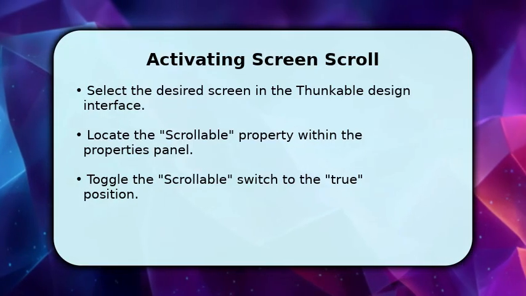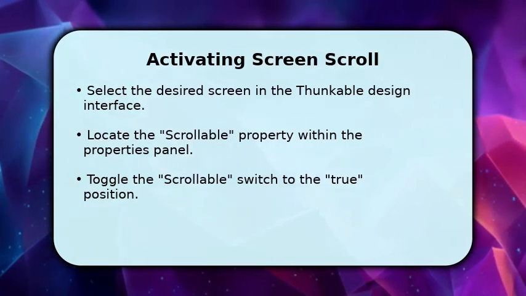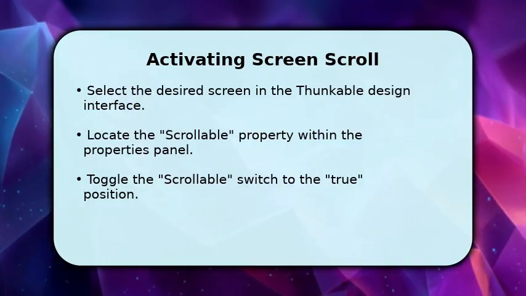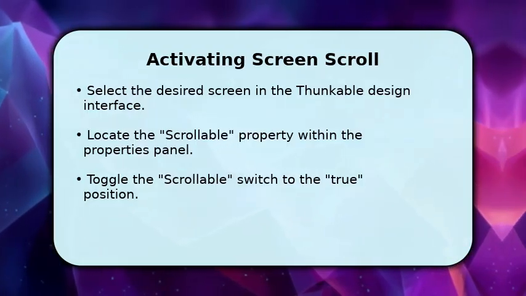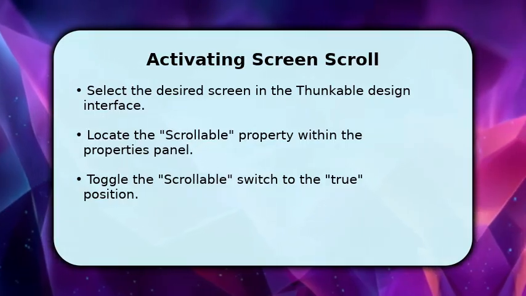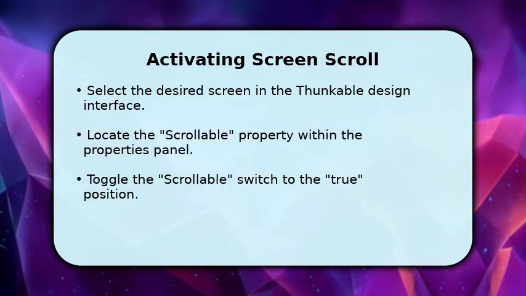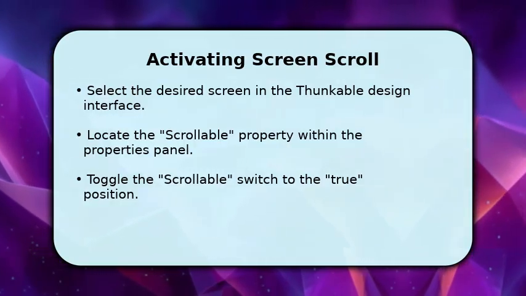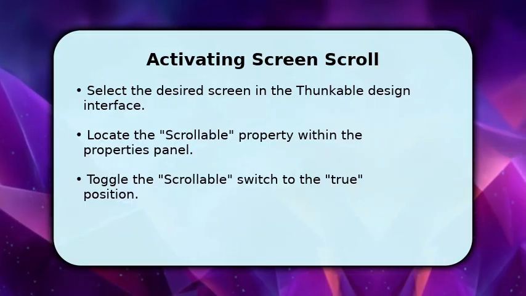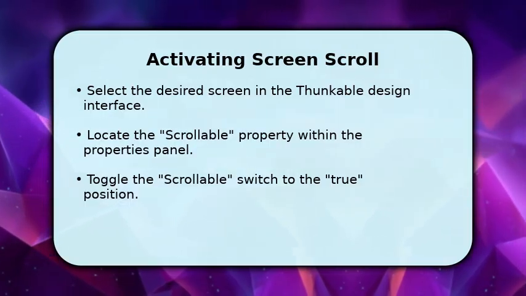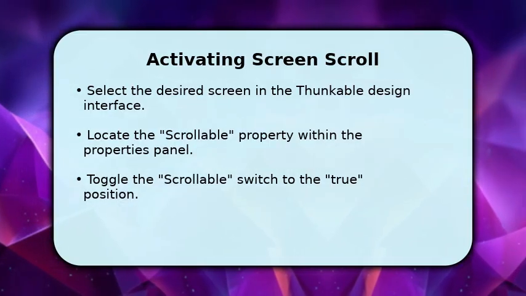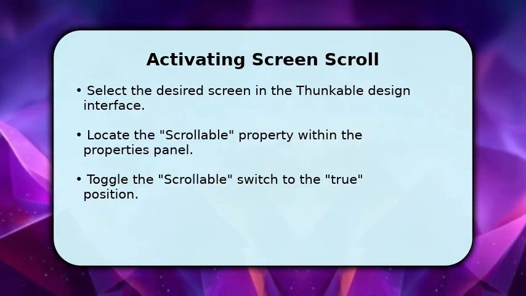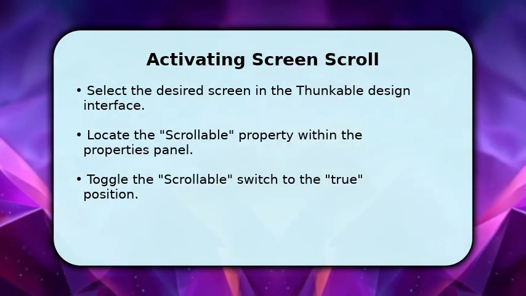To begin, open your Thunkable project and navigate to the Design tab. First, select the specific screen you wish to make scrollable from the component tree on the left. Next, look to the Properties panel, typically found on the right side of your screen. Here, you will find a property labeled Scrollable. Simply toggle this switch to the true position to activate vertical scrolling for your entire screen.